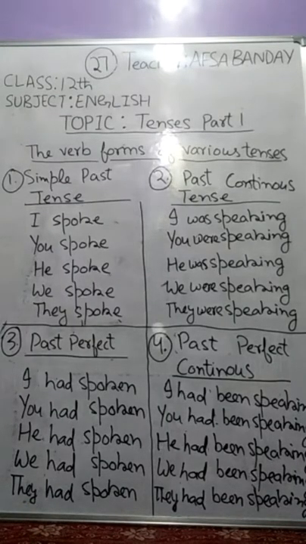Coming to the four forms of past tense. So let us start with simple past tense. With simple past tense, we use the second form of the verb. So with I we use spoke.